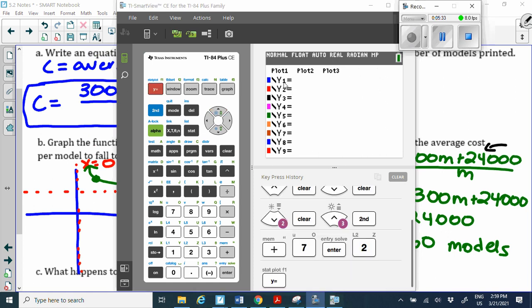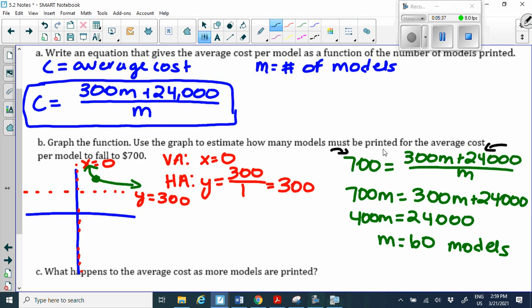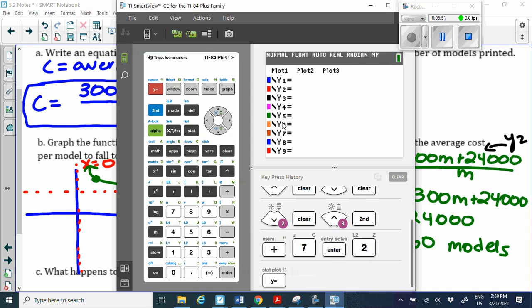So you'll notice we have y1, y2, and so on. What we can actually do is set the 700 to be, let's say, y1, and then the 300n plus 24,000 over n to be y2. So we plug that into our graphing calculator.